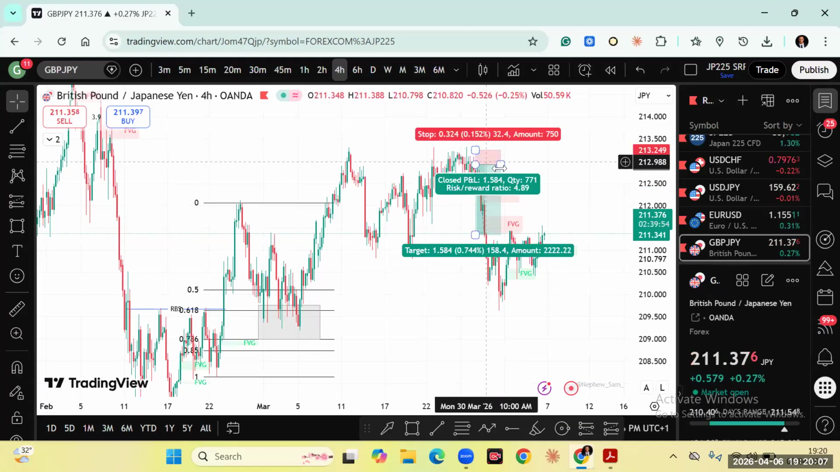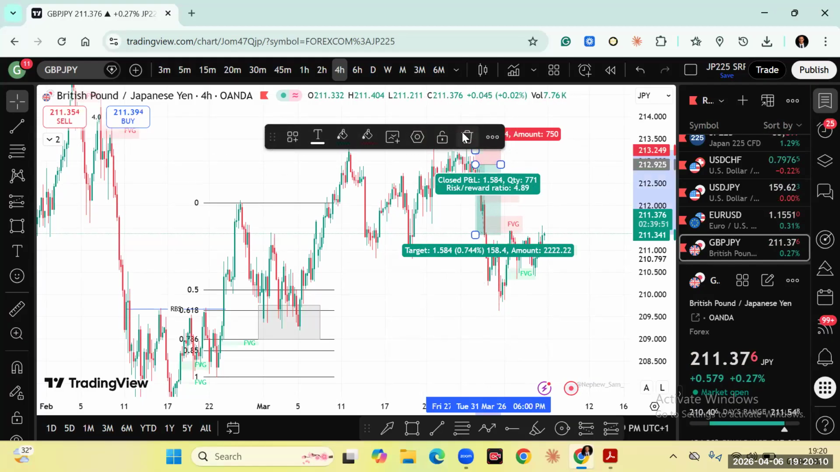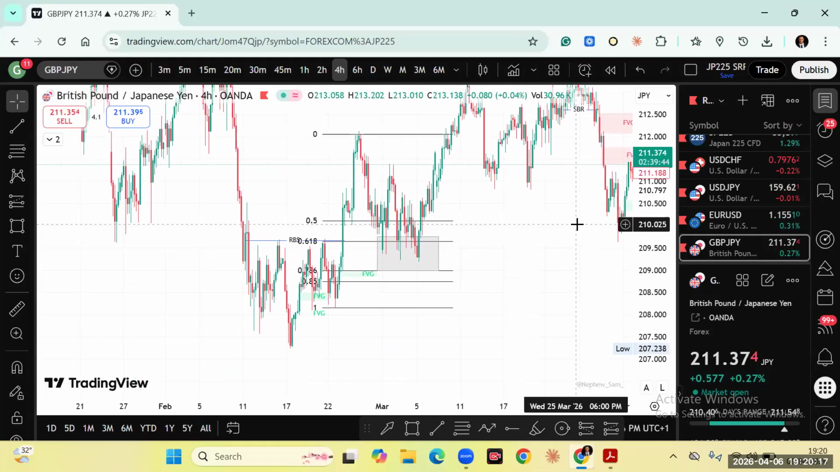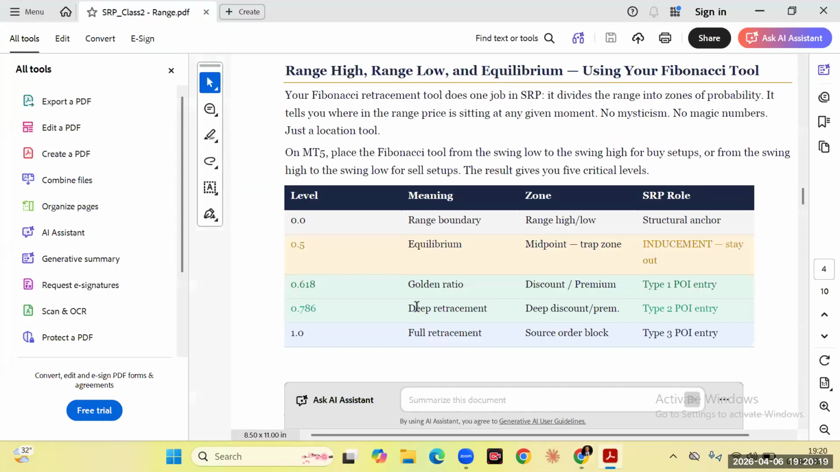This is where it will now sell from. I even have this sell setup here because it broke lows here. It will then sell from here, but right now it's buying to the sell zone. So very, very important. So let me go back to this.